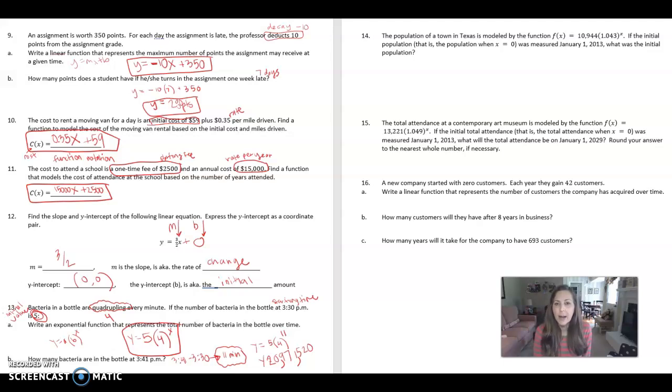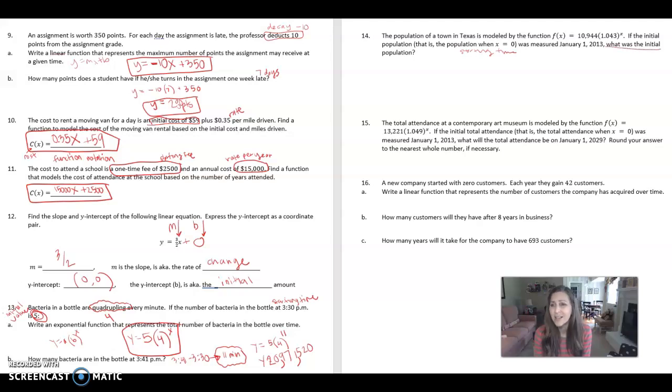Moving on, number 14. The population in a Texas town is modeled by the function blah, blah, blah. If the initial population, okay, the initial population is when time started. This is the starting time, okay? In other words, no time had passed. It is the initial time of this town. It was measured on January 1st, 2013. What is the initial population?